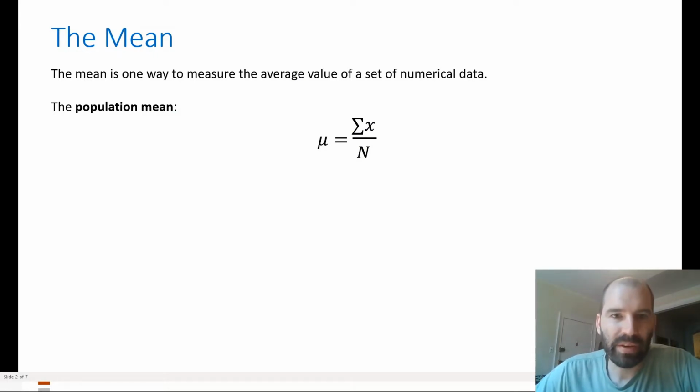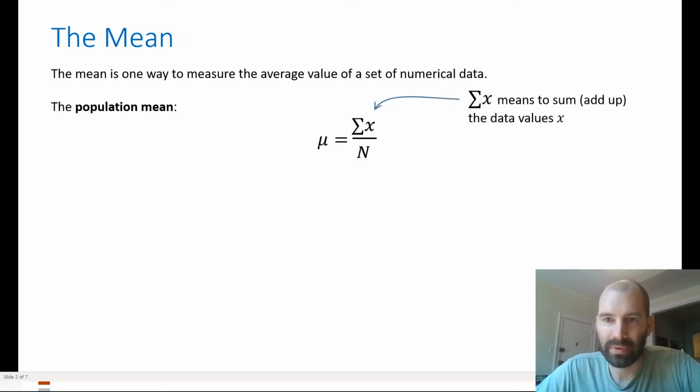The mean is one way to measure the average value of a set of numerical data. And here we have a formula for the population mean. I have written here the Greek letter mu, mu is how it's spelled in English. The Greek letter mu on the left-hand side equals sigma x over n. Sigma, that capital sigma, means to add up whatever's to the right. So in this case, we're adding up the data values of x. Sigma stands for sum, S-U-M, and in mathematics, sum means to add up. Sigma being the capital Greek letter for S.